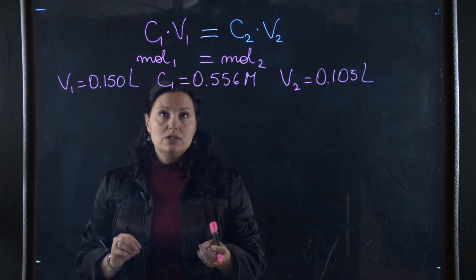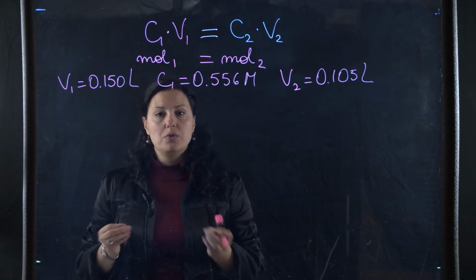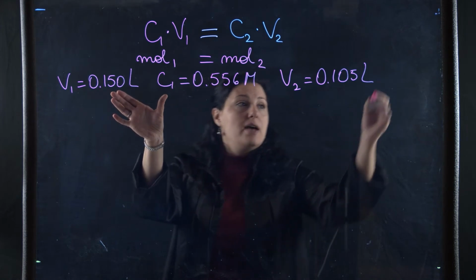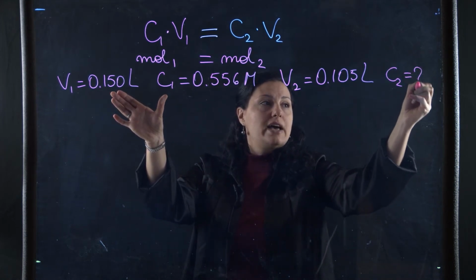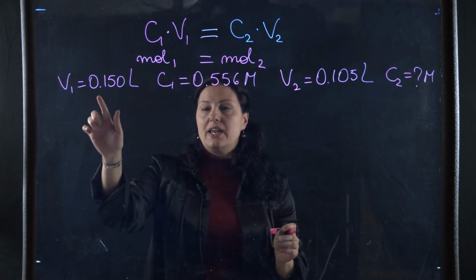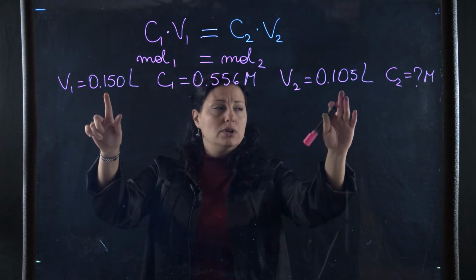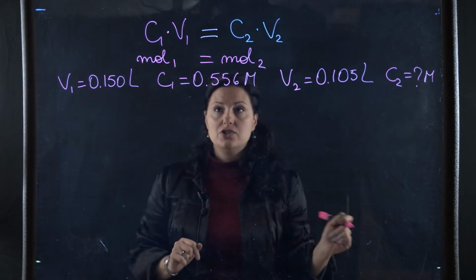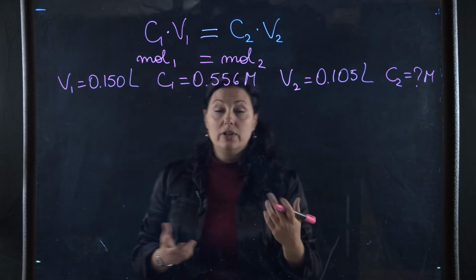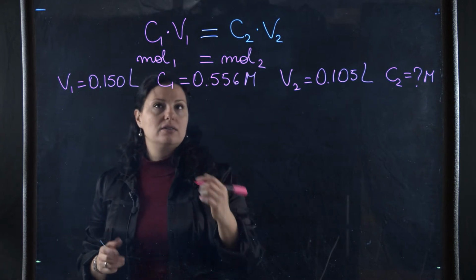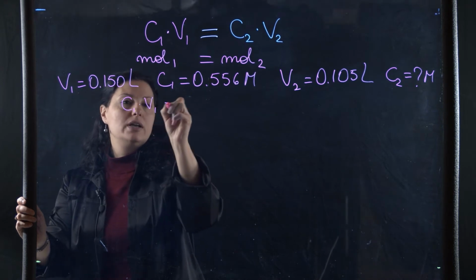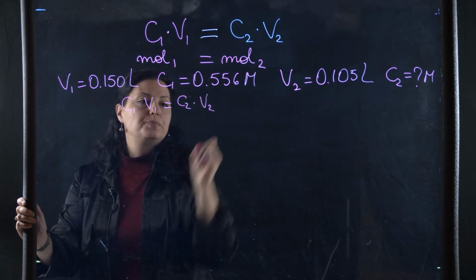The hardest thing about dilution problems is figuring out which volume goes with what concentration. This was my initial set of concentrations, and I'm asked to figure out C2, the last concentration. These two were given to me first, and then I made a change. I reduced the volume, and now I need to figure out the concentration. Once again, if I reduce the volume, that will increase my concentration. So let's see if we get the correct concentration. So we have C1 V1 is equal to C2 V2.